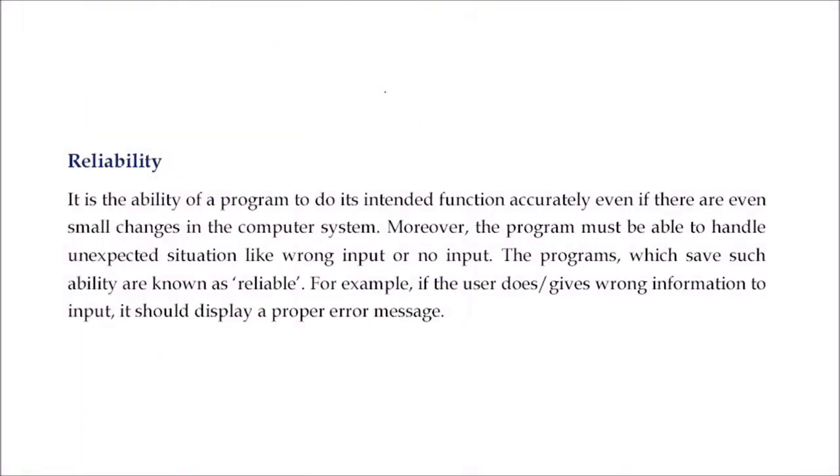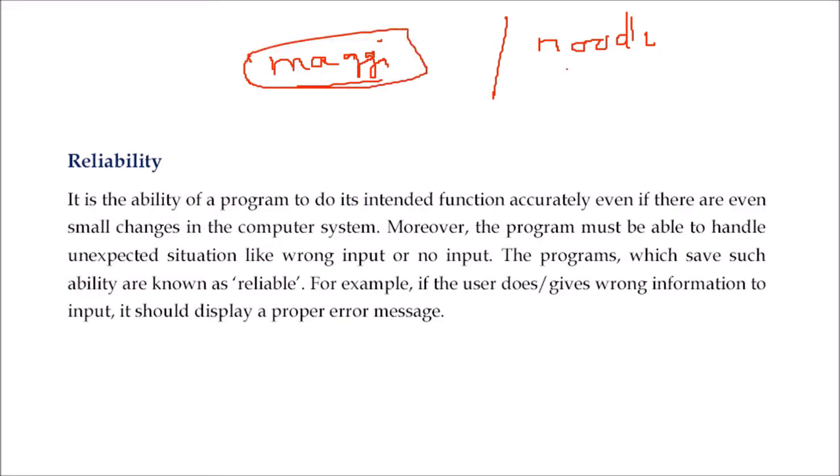Reliability is, you have been given a task of making a Maggi, but you have made a program of making a noodle. Maggi is a specialized noodle. You have to make a program for Maggi only. This may work for noodle, this may not work for noodle. And the second thing is, you have given a wrong input. The program is not giving anything, or it is crashing.